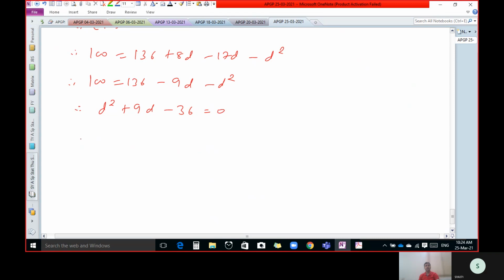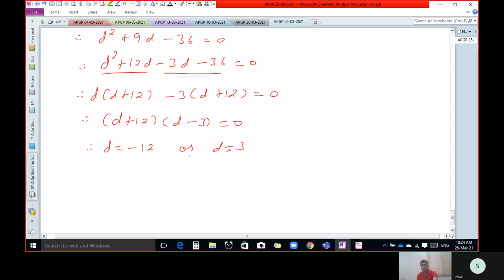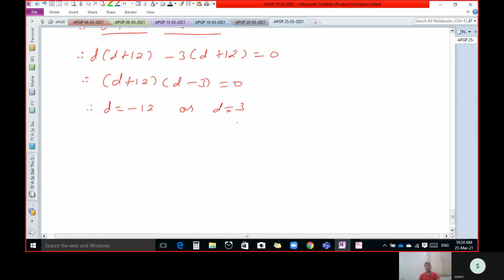Now factorize 36. So the factors are D plus 12 and D minus 3 equal to 0. So we get D equal to minus 12 or D equal to 3. Both are valid answers. You can consider any one answer, no problem in exam. If it is given to find out all possible options, then we have to take both the values.